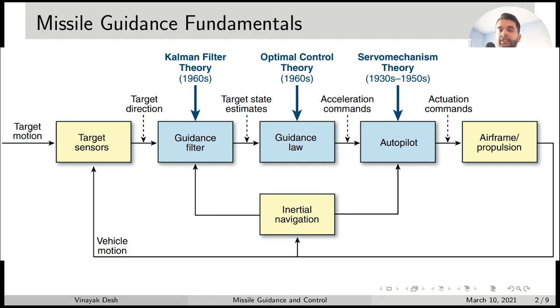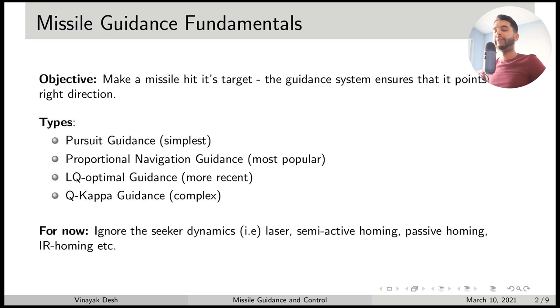You have many types of guidance. You have pursuit guidance, which is when the missile simply follows the target always. You have something called proportional navigation, which this video will focus on. You also have LQ optimal, which is analogous to the LQR controller design. Instead of using it for control, you use it for guidance, but the idea is the same. You also have something called Q Kappa. This one is more complicated and more advanced, but we will not be looking at it now.